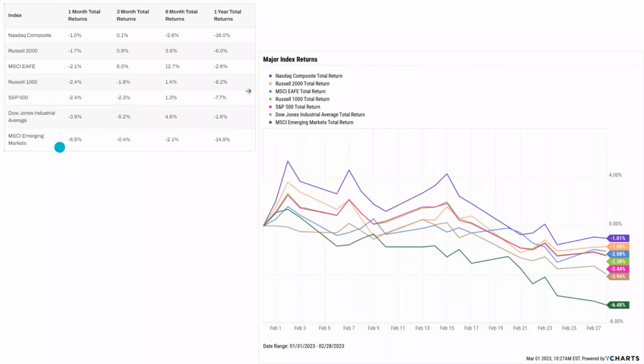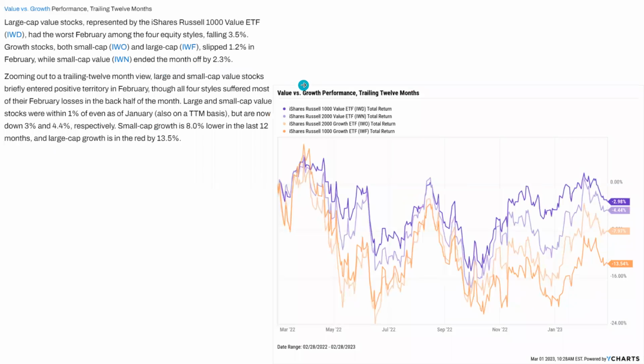And we have a nice little table for you guys. You can take a look at the year total returns, the 6-month, 3-month, and 1 month. We'll go over here, and this is just showing growth versus value, which is something that I've shown a lot in my videos previously. I typically like to look at SPYG/SPYV, and you can use that as a good comparison to see when growth is outperforming value and when value is outperforming growth. But large cap value stocks, represented by IWD, had the worst February among the 4 equity styles, falling about 3.5%.